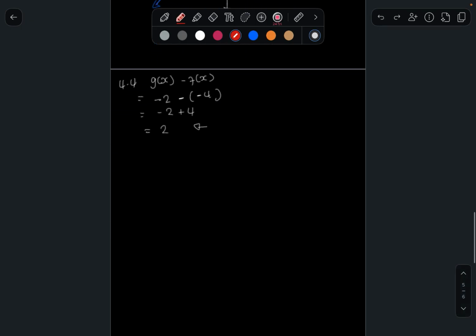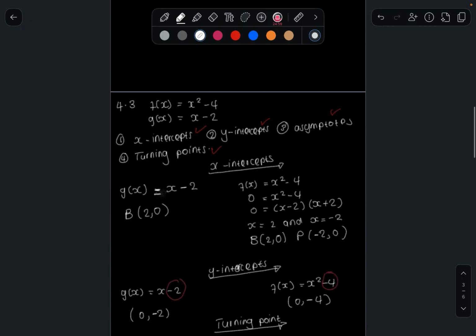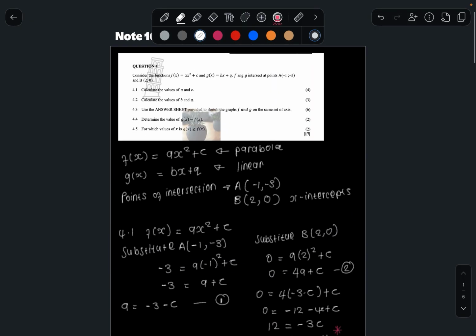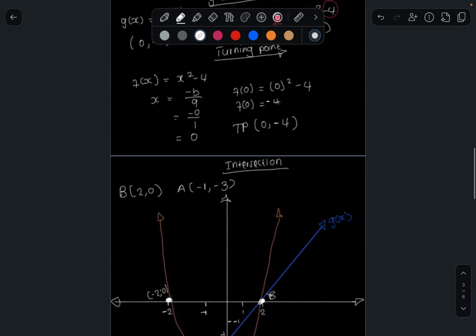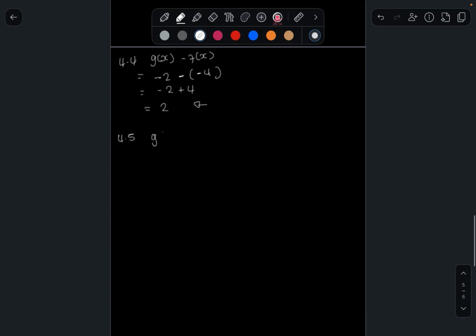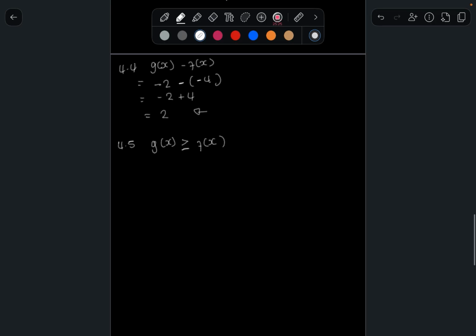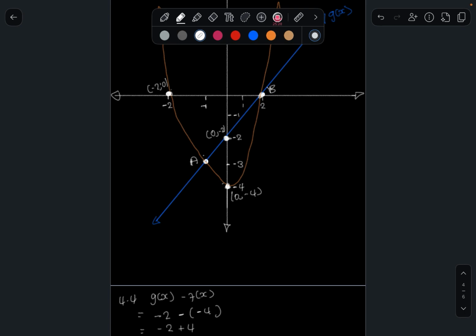Okay, 4.5, it gets interesting here. So these are the type of questions that you should master and know how to do when you're looking at the graph, right? It says, for which values of x is g of x greater than or equal to f of x? So basically they're saying, when is g of x greater than f of x? We're going to look at our graph. When is g of x on top of f of x, right?